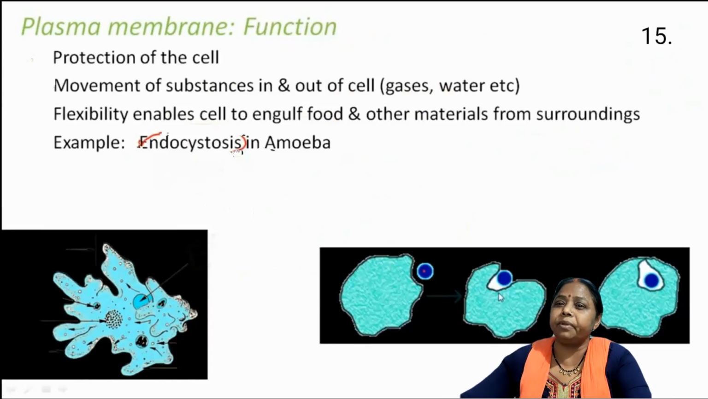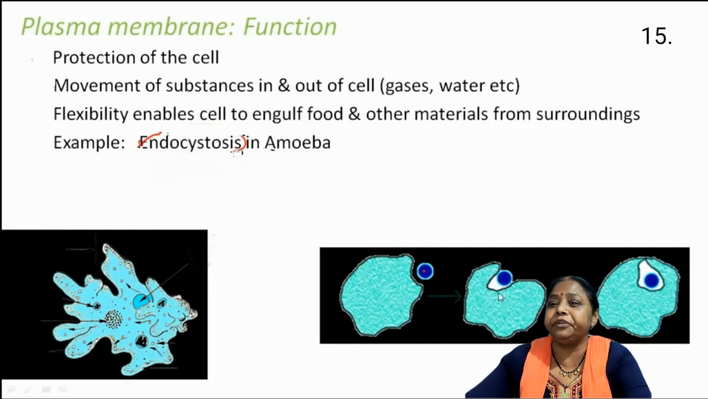What does the plasma membrane do for a cell? Just like our body, the skin is the outer layer and it gives protection. The same way in a cell, it is the outer layer and it gives protection to the cell. It also controls the movement of substances in and out of the cell, like gases and water. We have seen that it is a semi-permeable membrane and it allows gases, carbon dioxide, oxygen and all, and water to pass through it. It is also very flexible and very thin, and this flexibility enables the cell to engulf food and other material from surroundings. For example, endocytosis in amoeba.